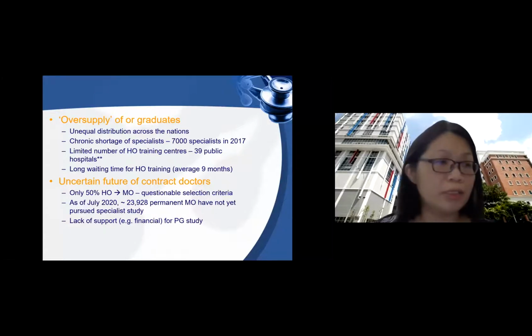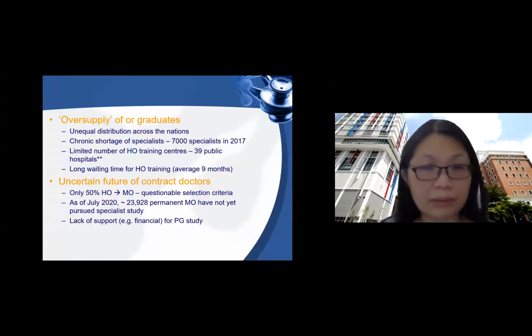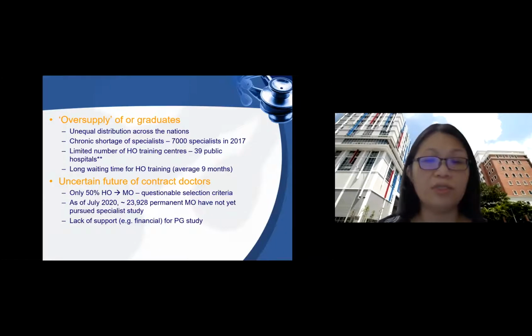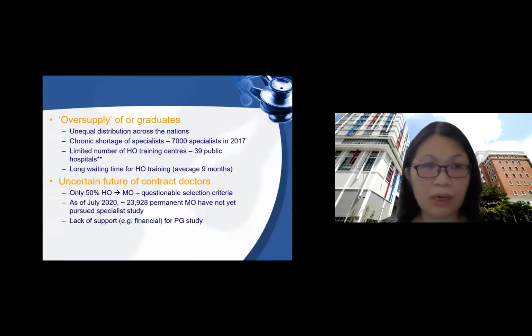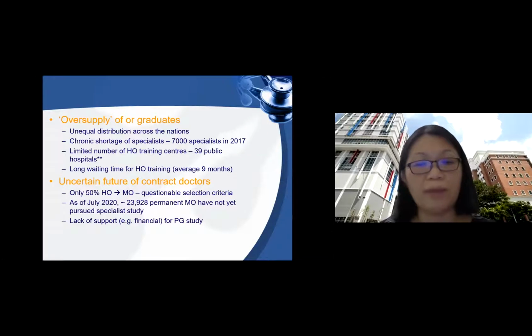Starting from 2018, the government actually stopped the setup of new medical schools. As well, because the hospitals are not able to absorb all the medical officers in their public hospitals, they have turned HO and MO posts into a contract basis, whereby only those HO who perform at an excellent level will be absorbed as a medical officer in the public hospital.